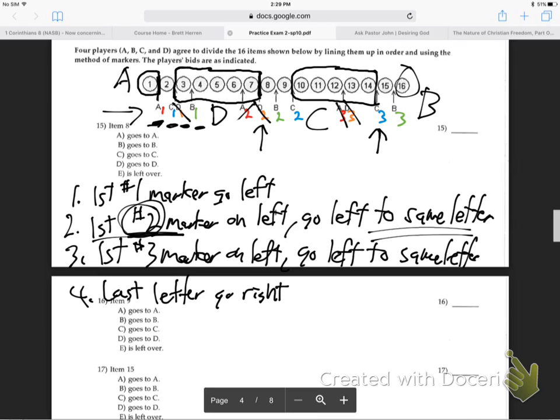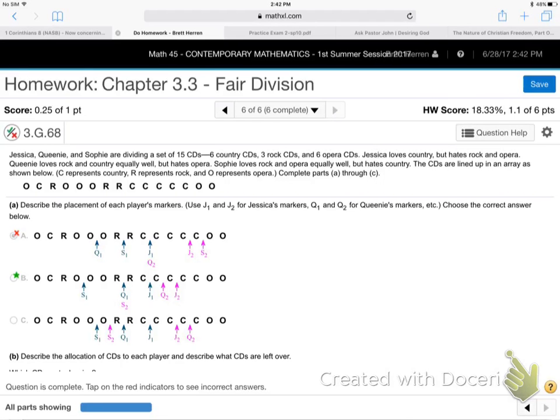All's well? All right. So then there's one other. I'm probably not going to give you anything quite this tricky on the test here. Jessica, Queenie, and Sophie are dividing a set of 15 CDs. 6 country, and so on. CDs are lined up. So we're doing the method of markers again, the last one on the method of markers. They're just laying out CDs in a big line, like candy, but it's CDs, right?